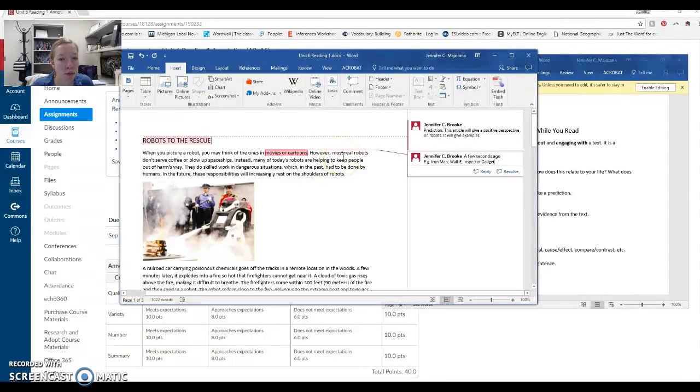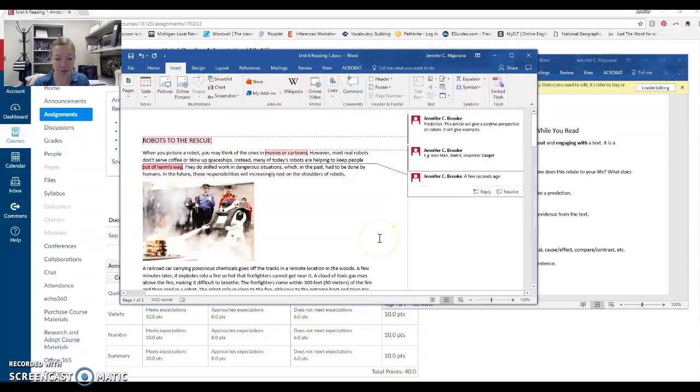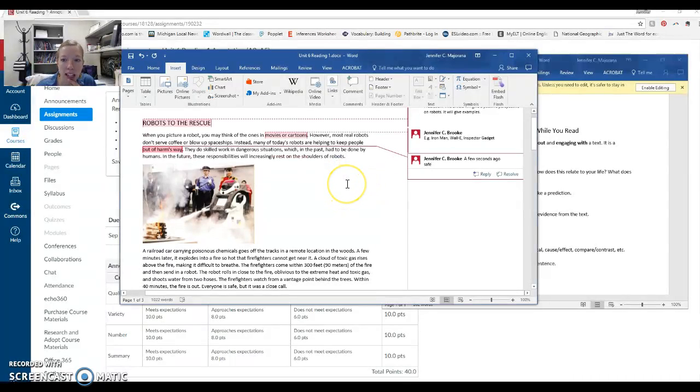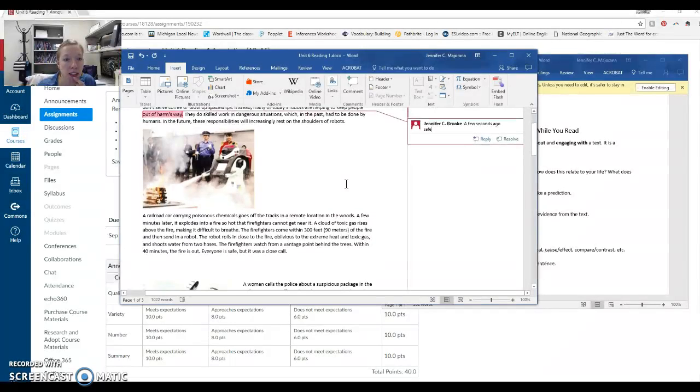However, most real robots don't serve coffee or blow up spaceships. Instead, many of today's robots are helping to keep people out of harm's way. Okay, this phrase, out of harm's way, I'm going to write a little more explanation. Basically, this means safe, right? Out of harm's way means safe because they're not being harmed. They do skilled work in dangerous situations, which in the past had to be done by humans. In the future, these responsibilities will increasingly rest on the shoulders of robots. Okay, gotcha. So I think I'm pretty good there. You've got 3 annotations there for a small paragraph. That's a great number. All right, so let's move on to this first paragraph.